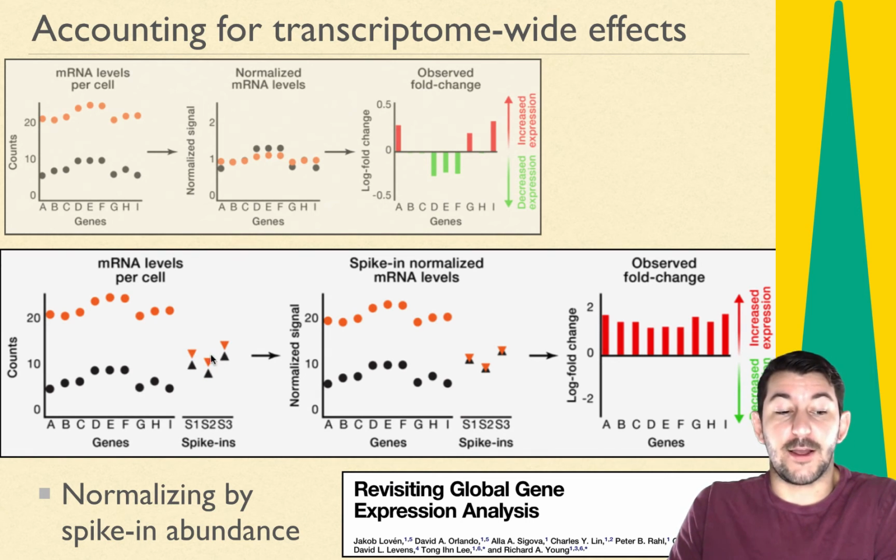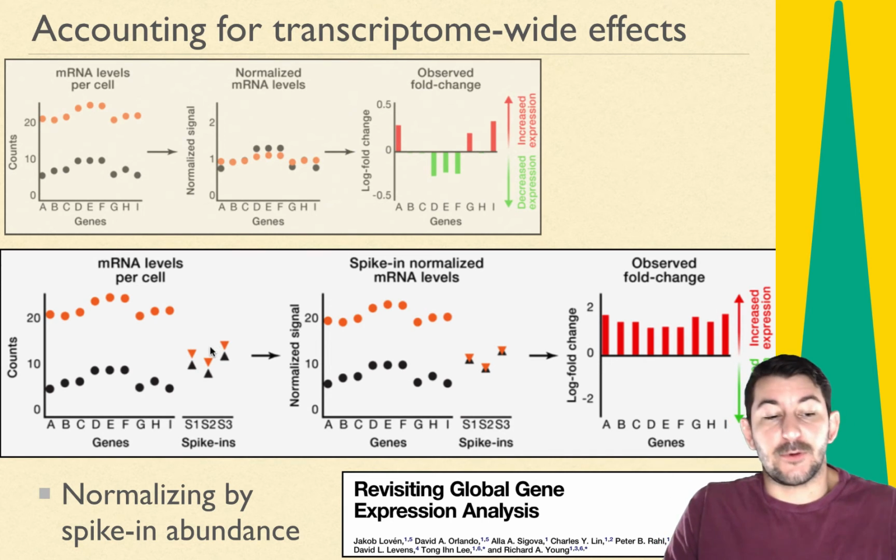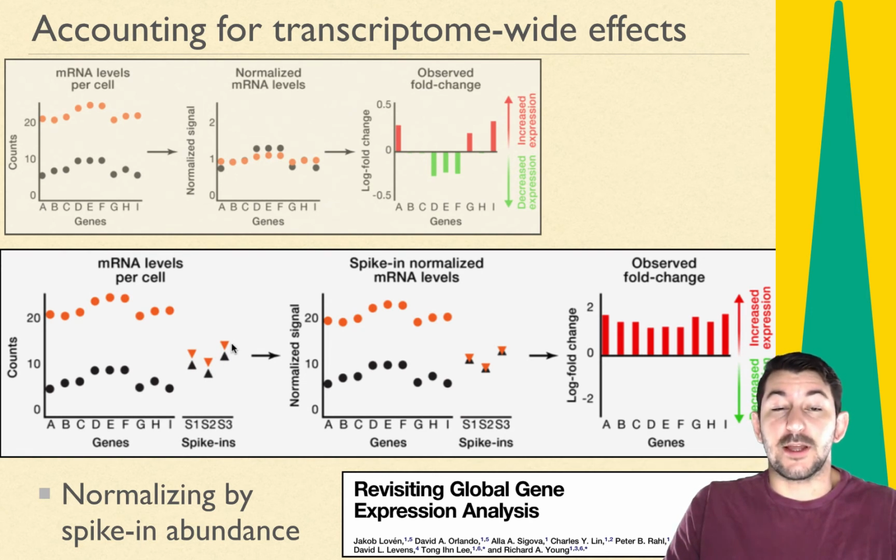So here they are as the triangles. These orange and black triangles were added in the same concentration before sequencing. And so, yeah, your samples get sequenced slightly differently, and the triangles reflect that. You would expect these triangles to be right on top of each other if everything was sequenced equally. That's why we do normalization in the first place.